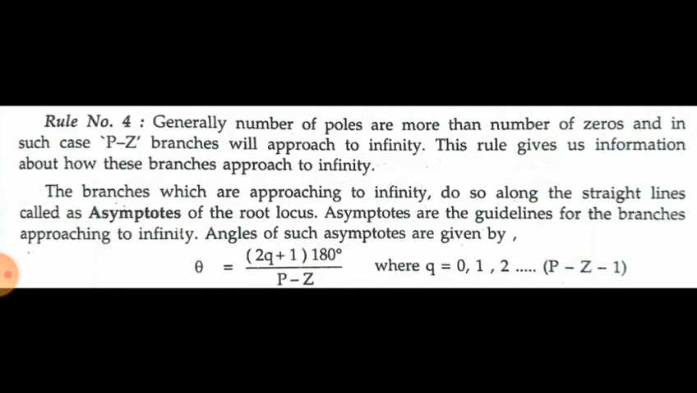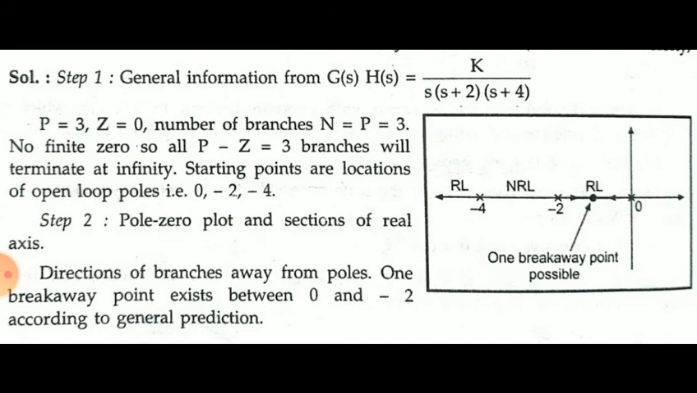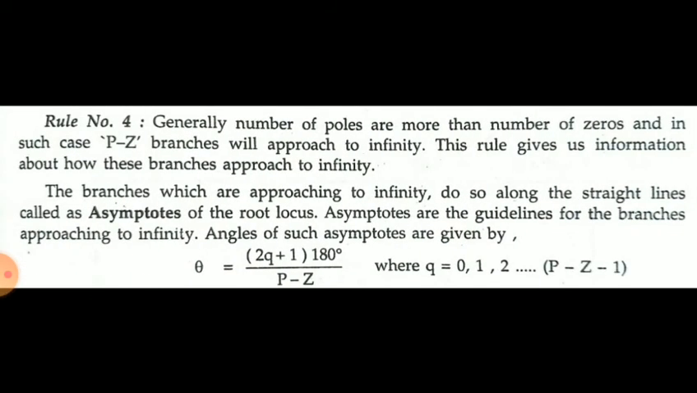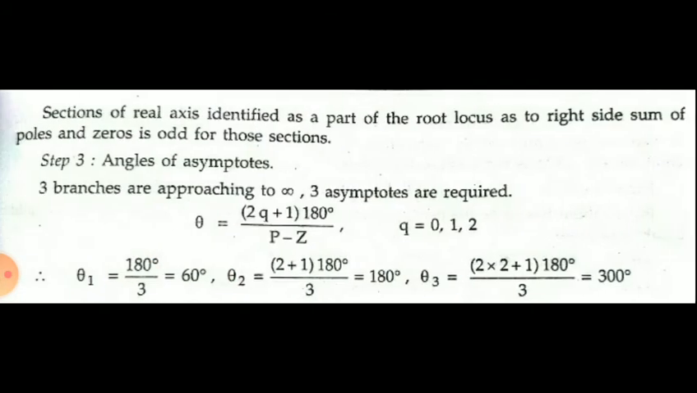So p minus z, where p is the number of poles and z is the number of zeros, and q is equal to 0, 1, 2. The number of values of q that you have to put in that formula depends upon p minus z minus 1. In this case p is 3 and z is 0. So 3 minus 0 minus 1 means two values that you have to take, that is 0 and 1.